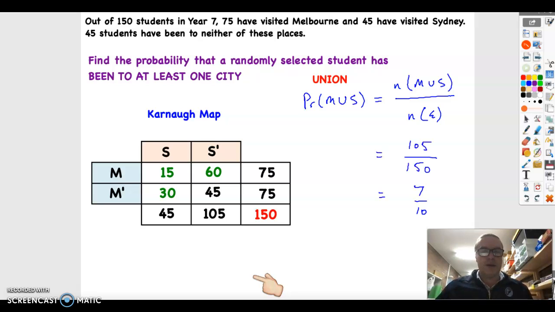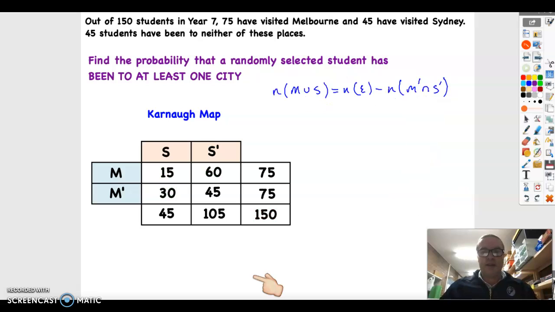So we are looking at these 3 cells here. So 15 have been to both, 30 have been to Sydney but not Melbourne, and 60 have been to Melbourne but not Sydney. So of those 3 sets of students, they represent all of the students who have been to at least one city. In other words, they represent the union of those 2 sets. That gives us a total of 105 out of 150, which simplifies to 7/10.